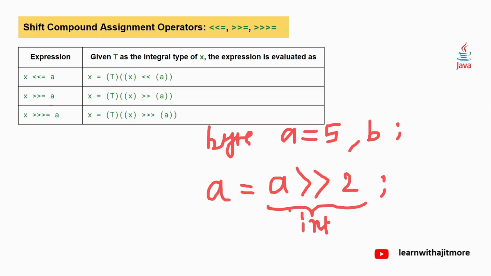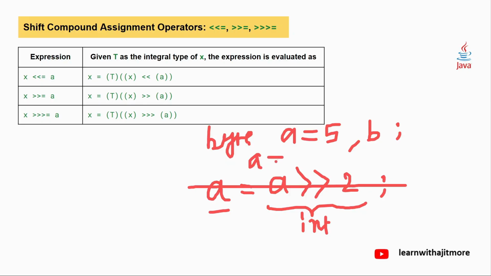Now I am trying to store that answer in A, which is byte. Will it store it automatically? No. We'll get an error, no? Yeah, we'll get it. Incompatible types, possible lossy conversion from int to byte. Right? Getting? But the same thing if I do it with a compound assignment like this.